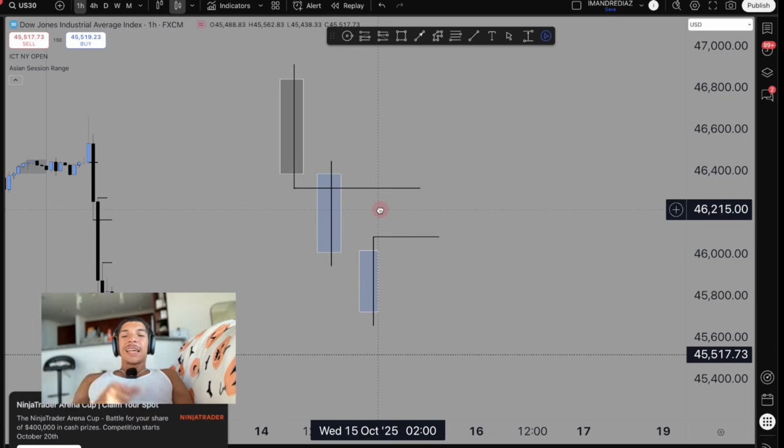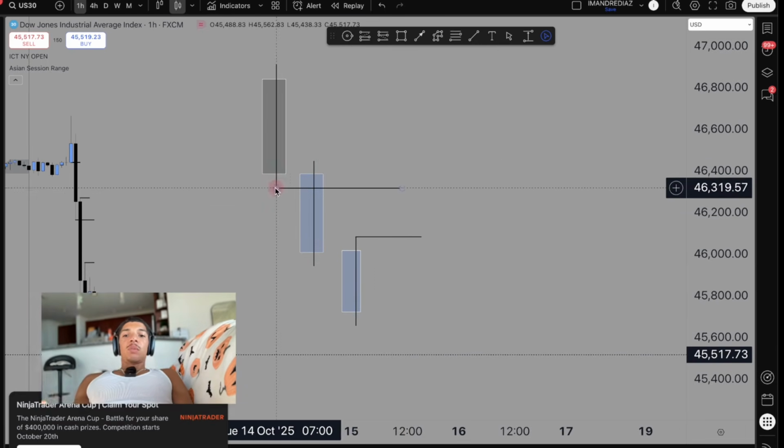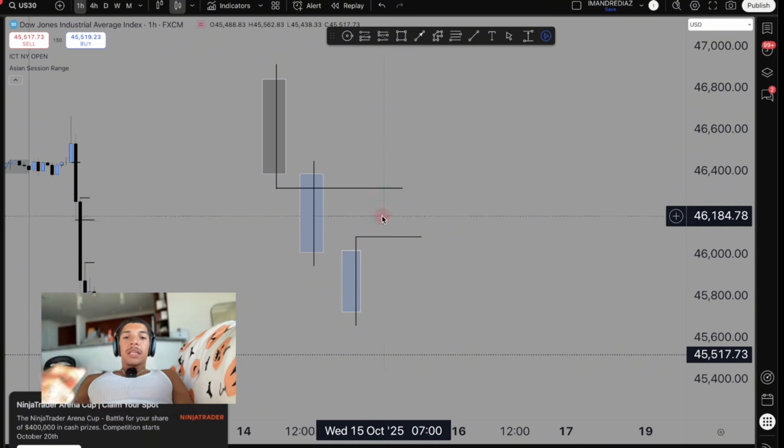Now, like I said, direction of the candles don't matter. That's one of the biggest questions I get from students, from people in comments. Direction of the candle doesn't matter. When there's a gap in between the first and the third wick, it is a fair value gap.